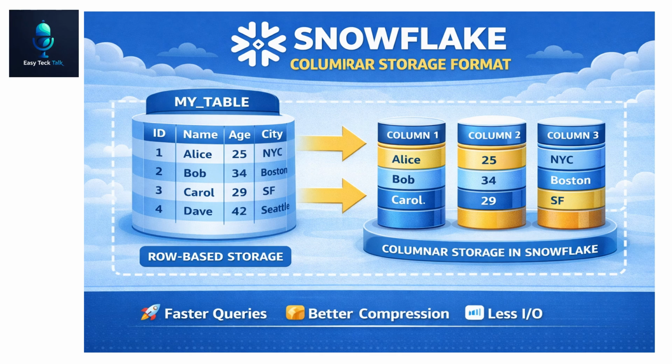That means less data scanned, and better compression because you are storing similar data together. Faster aggregations like sum, count, average, and lower compute cost. So instead of reading rows, Snowflake reads only what matters, that is, column by column. That is the power of columnar architecture in modern cloud data platforms.